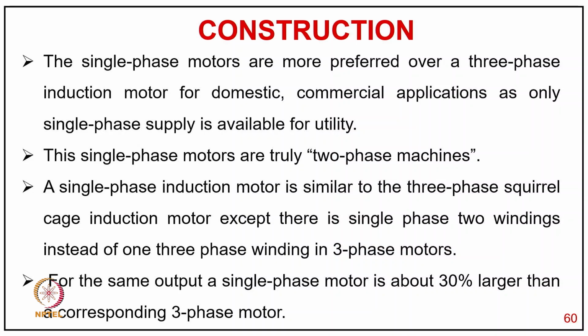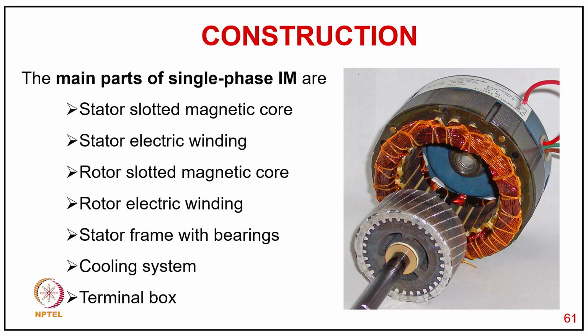A single phase induction motor is similar to a three phase squirrel cage induction motor, except there is a single phase two winding instead of one three phase winding. So for the same output, a single phase motor is about 30% larger in frame size than a corresponding three phase motor. You can see typically how the photograph looks.